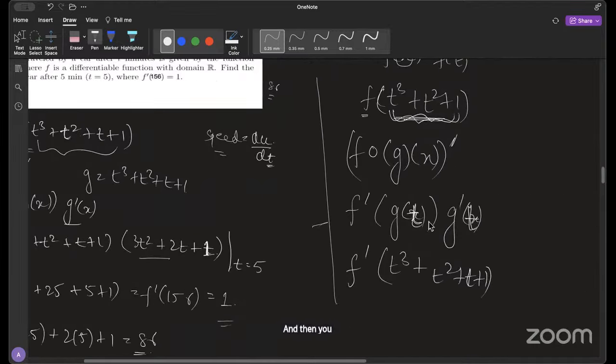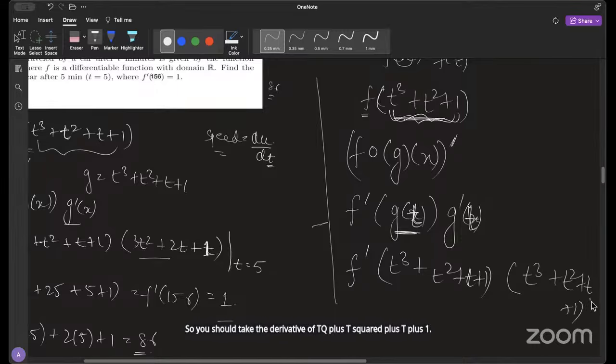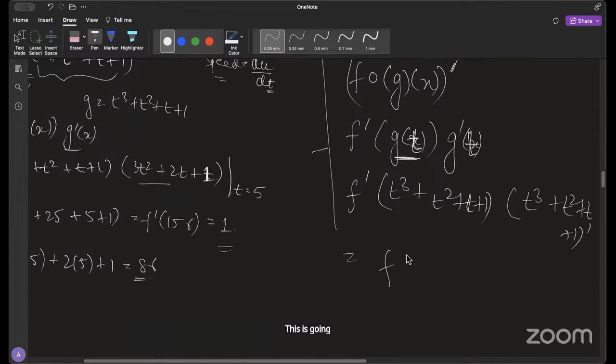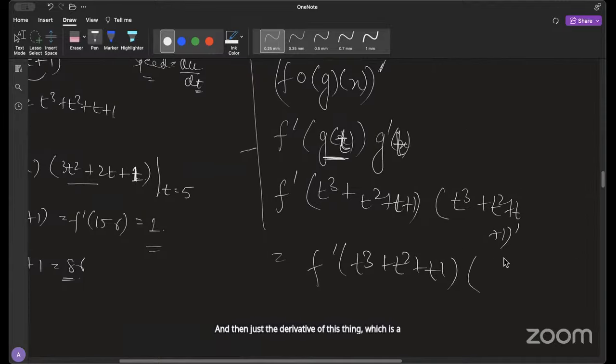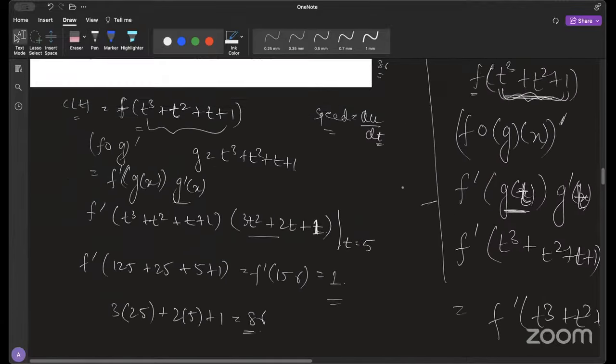And then you take the derivative of the argument function, right? So you should take the derivative of t cube plus t square plus t plus 1. This is going to give you f dash of t cube plus t square plus t plus 1, and then just the derivative of this thing, which is a simple polynomial. So it's 3t square plus 2t plus 1. Is that okay?